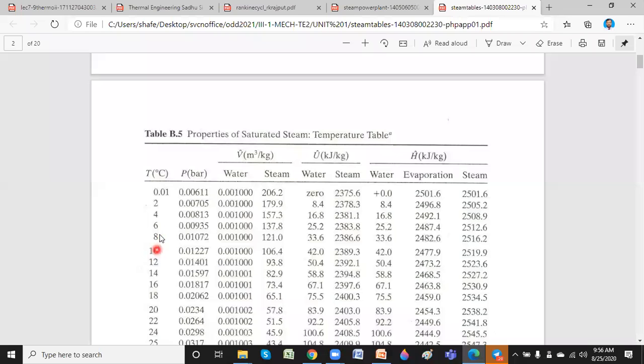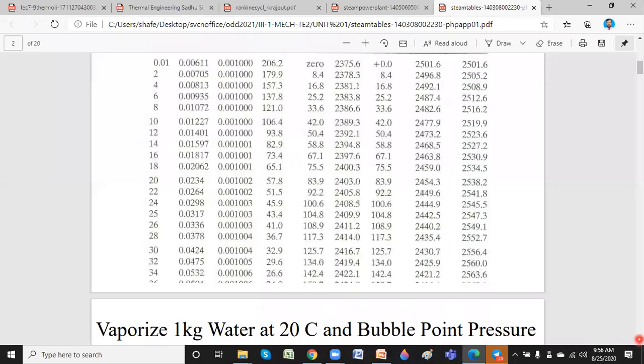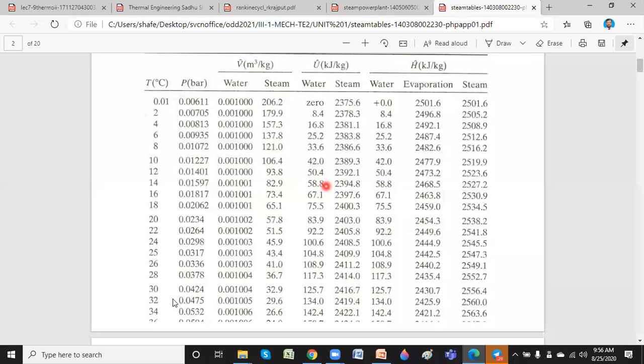Suppose I ask at 100 degrees Celsius, or whatever temperature, if 100 degrees is available I'll show you. Or I have assumed 20 degrees or 50 degrees, 30 degrees, and I want to find out the properties. So at 30 degrees, the pressure on the water is 0.04 bar. When it is 100, it will be 1 bar.